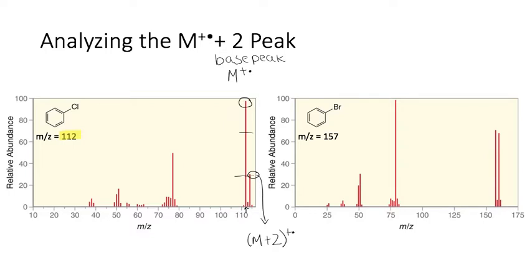If I do the same type of analysis for my substituted benzene ring with bromine, again, calculating the mass of C6H5Br, you would find that the mass is 157. So if I come over here, this is my 157. So this would be my radical cation peak. And then this would be the plus 2 peak, again, 2 spaces over.